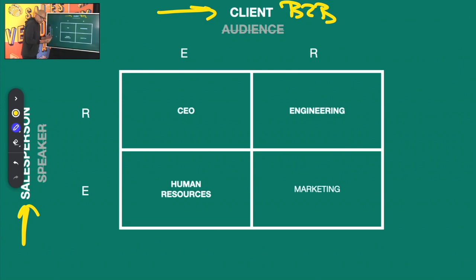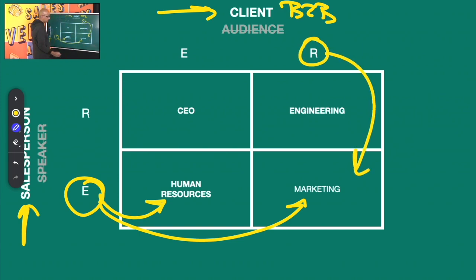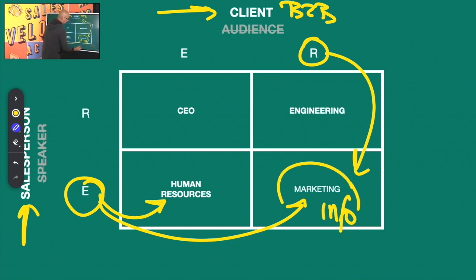Now, here's what's always interesting. When you're talking to this mix of people, it's very hard to tailor your message. For example, if you're an emotional person, you might be able to resonate with HR, right? You'll probably be able to resonate also with marketing. But keep in mind that marketing is very rational in terms of how they want to spend their money. So that means you have to add some info when you're talking to marketing. In other words, some real tangible information.